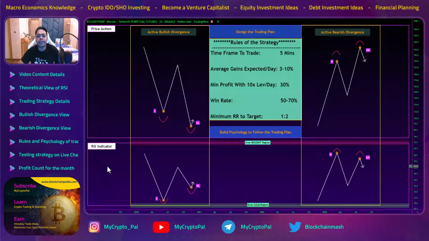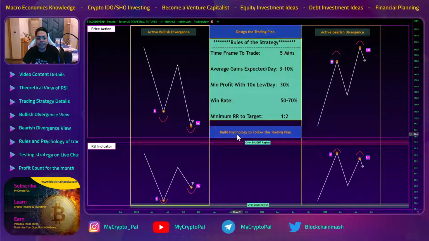But if you do not have any experience, that is when the rule comes. Okay, so you have to follow the rule. So I've designed the trading plan for you. You can see here I've designed the trading plan for you. You can take this screenshot, take a printout, and put it in front of your laptop or wherever you are sitting on your trading desk, and please follow the strategy.